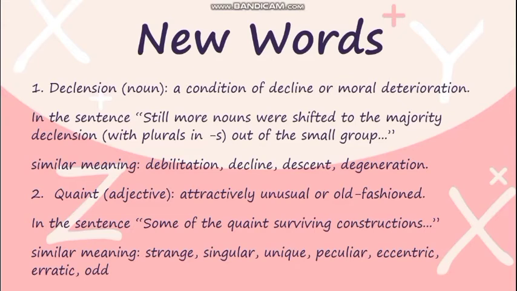Number two is quaint, attractive. The meaning of quaint is attractively unusual or old-fashioned. It can be found in the sentence some of the quaint surviving constructions, and the similar meanings are strange, singular, unique, peculiar, eccentric, erratic, odd, and so on.